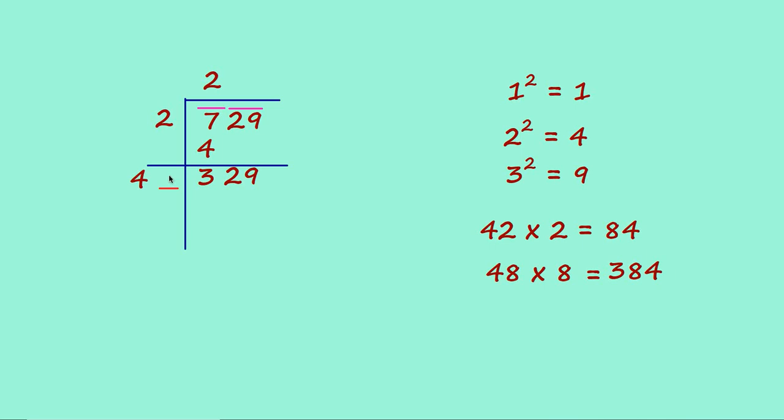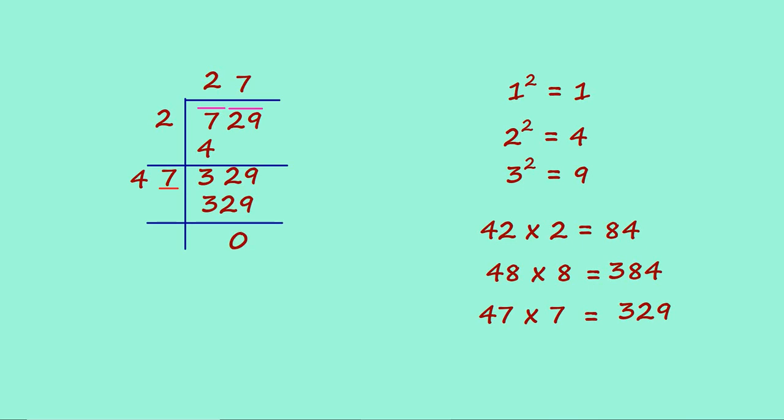If you take 7 here, the divisor will be 47 and the quotient will be 7. Now multiply 7 into 47. What will you get? 47 into 7, you get 329. That is the same number you are getting. So in this blank space you can write 7. Write 7 in the divisor, 7 in the quotient. Now multiply 7 into 47, you are getting 329.